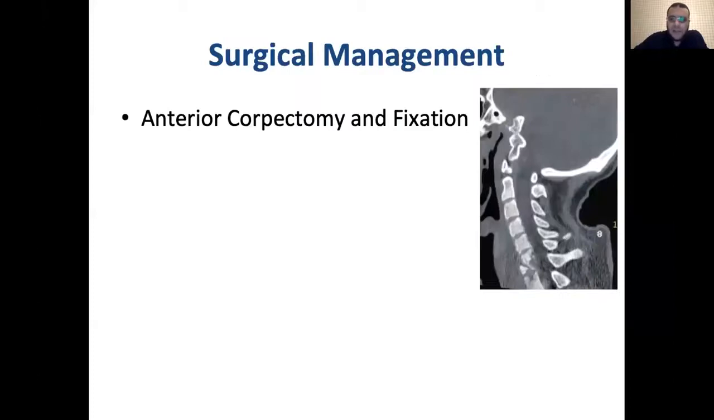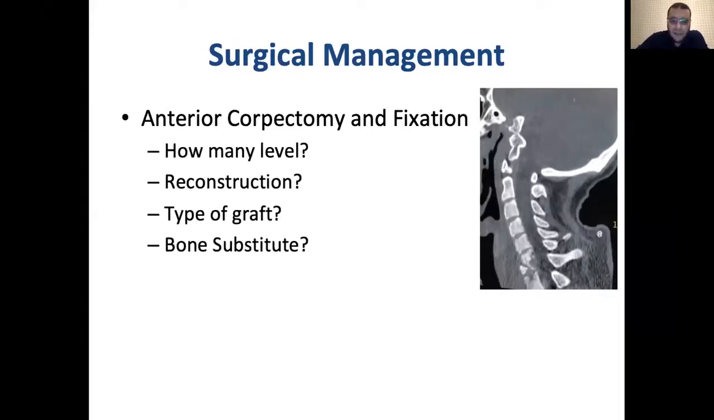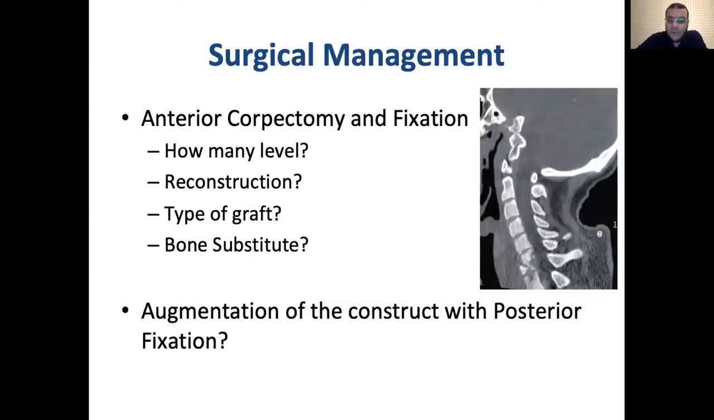So the plan was to go anteriorly and decompress, clear the infection, do corpectomy to the C levels, and fuse this patient from the front. And actually, we had many questions in our mind at that time. Are we going to do a reconstruction from the front using a graft, autograft, or putting a plate? Are you going to put a bone substitute or not? Do we need to do a posterior augmentation for this case or not?